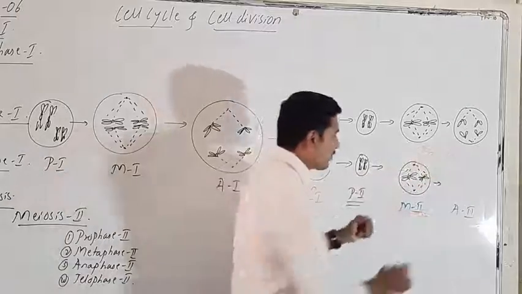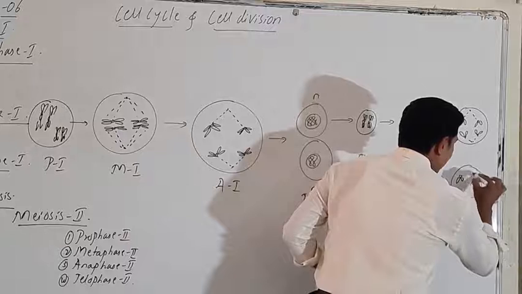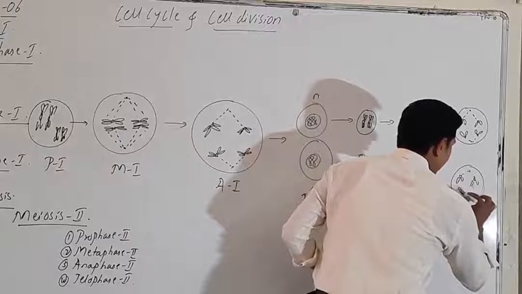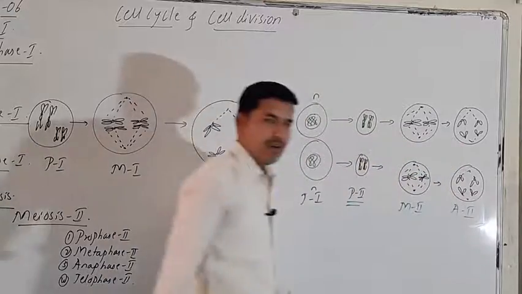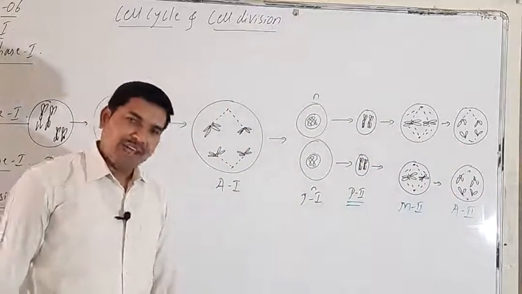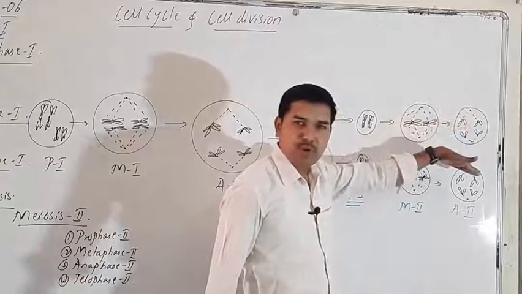Here also the centromere will split. The chromosomes start moving towards opposite poles. So this is the most important feature of the Anaphase. Finally, half of the chromosomes will move towards one pole, half of the chromosomes will move towards the other pole.